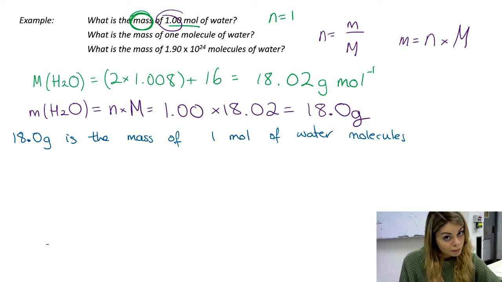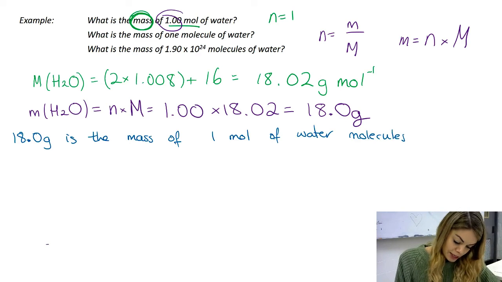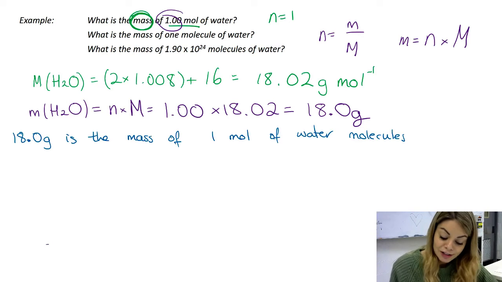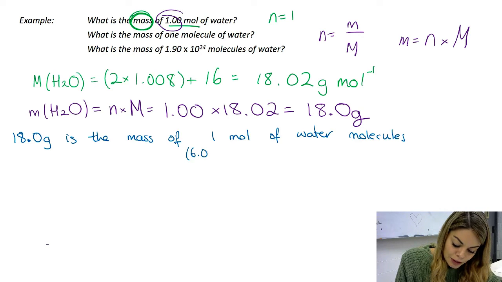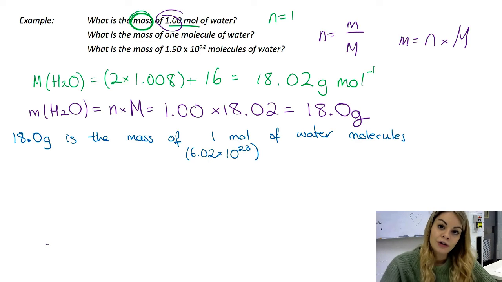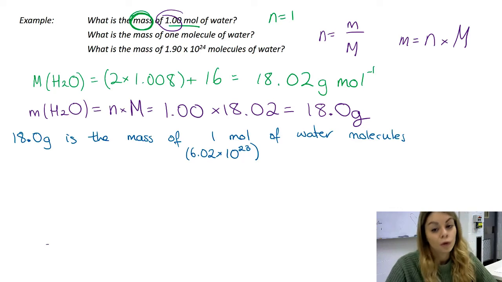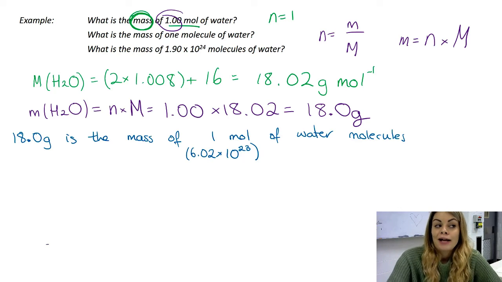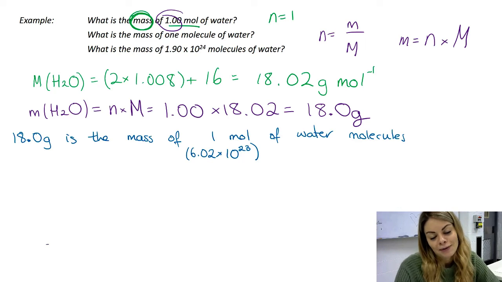Okay, and what is 1 mole? Well, it's our favourite number, Avogadro's number, 6.02 times 10 to the 23. So it's the mass of 6.02 times 10 to the 23 water molecules. So how do I find the mass of just one of those? Well, I divide by how many there are.